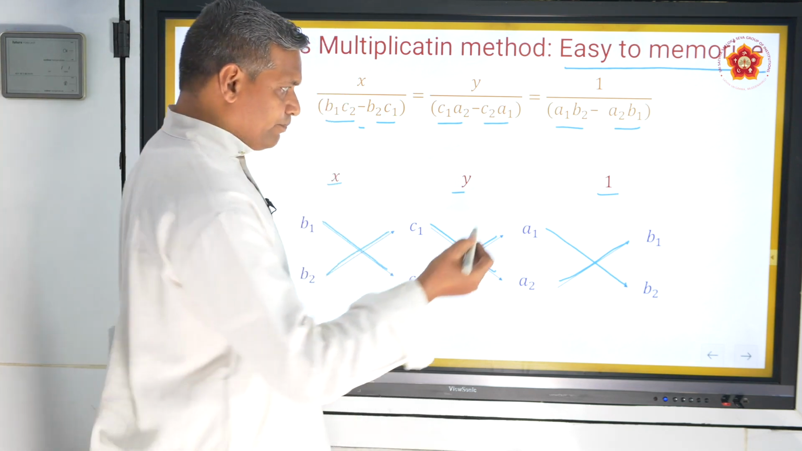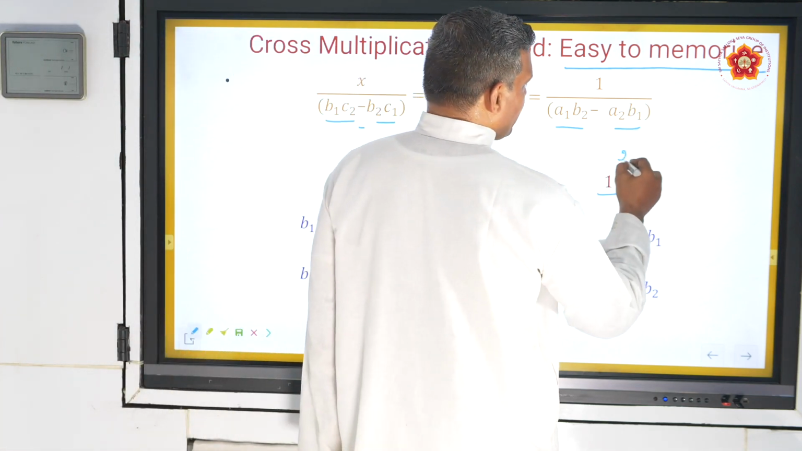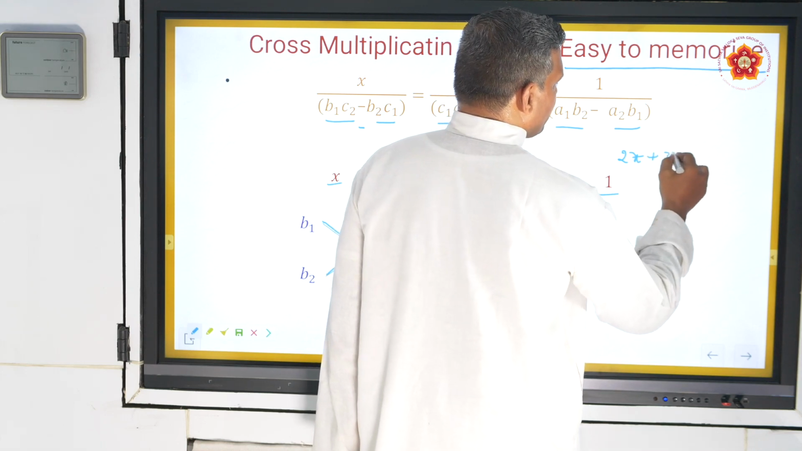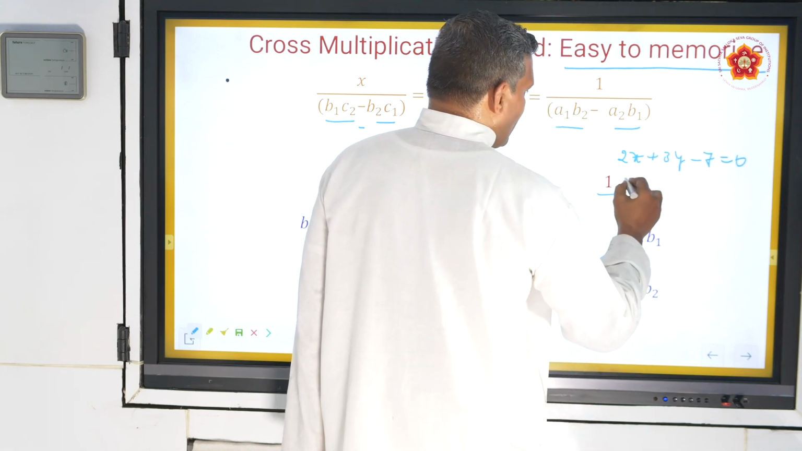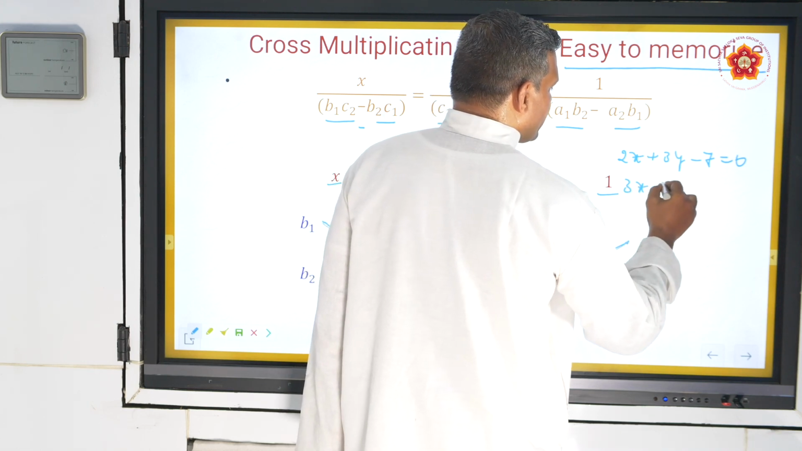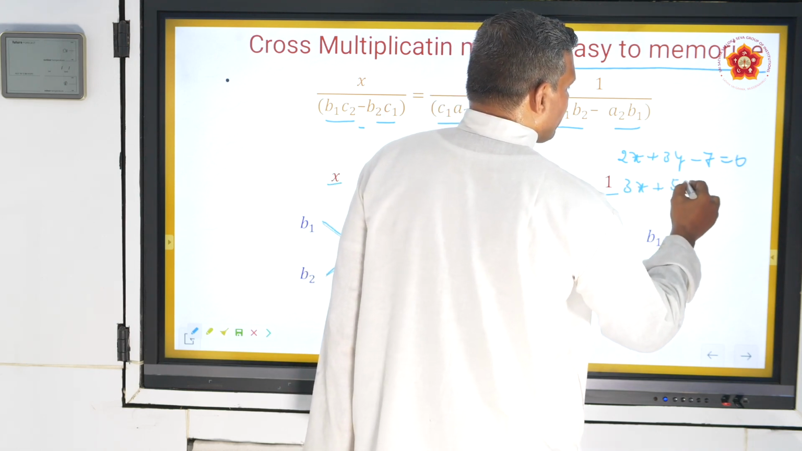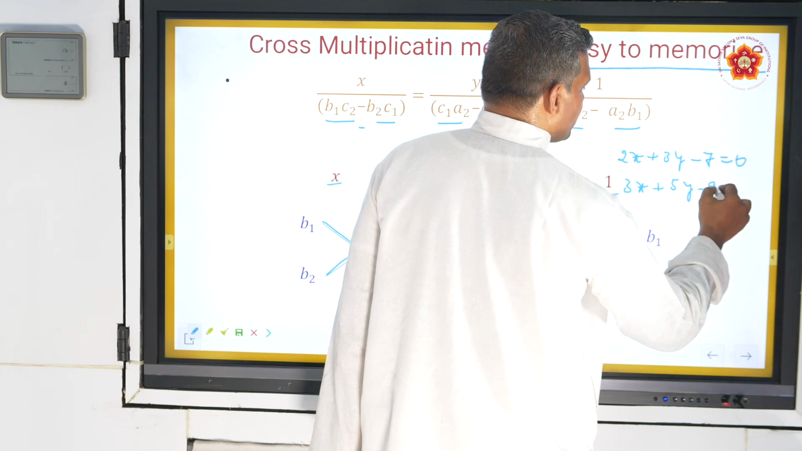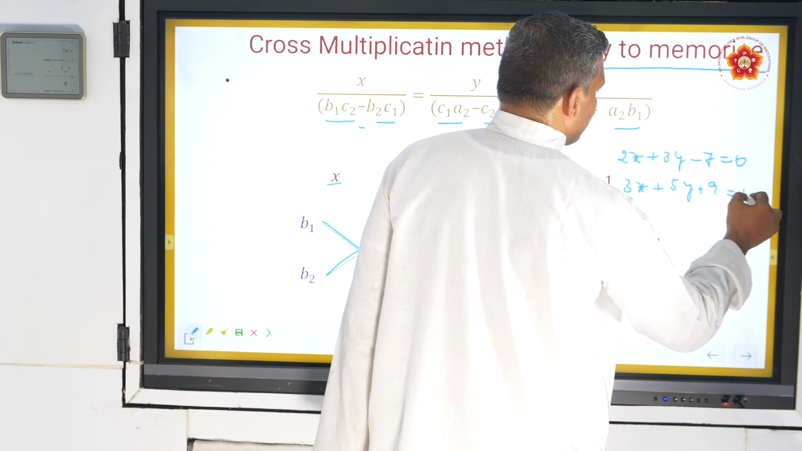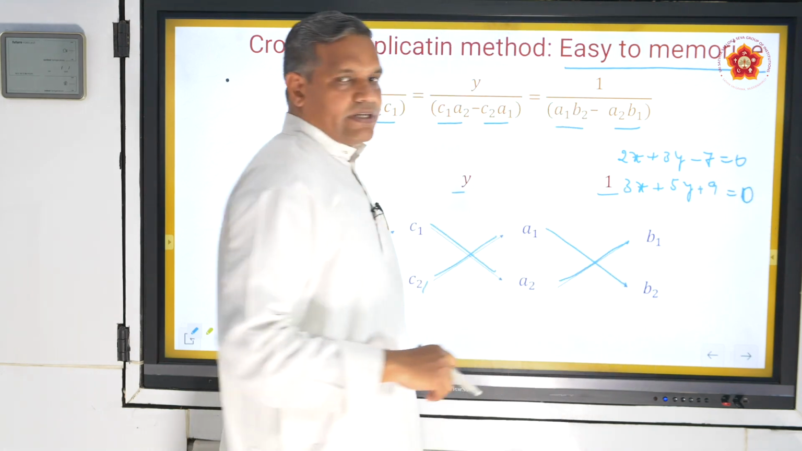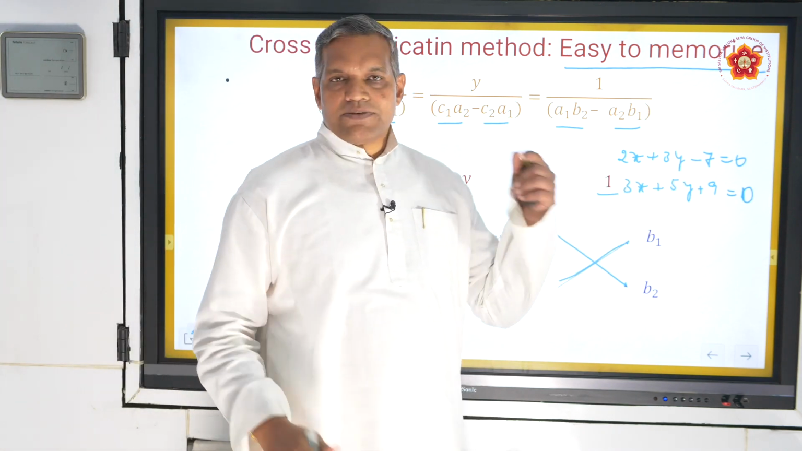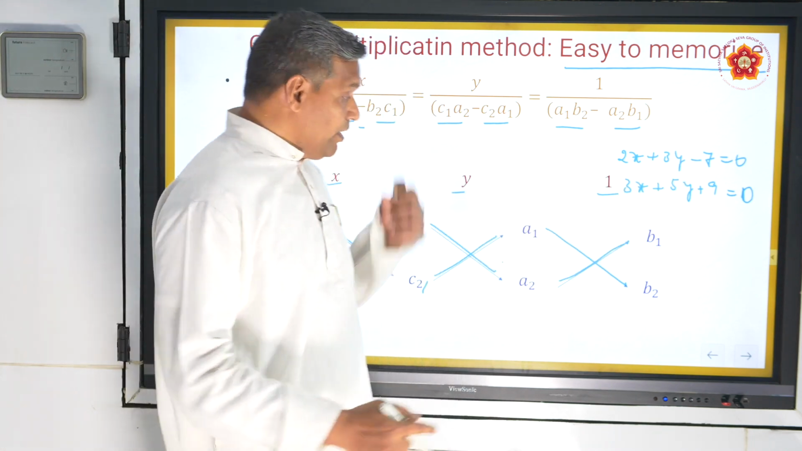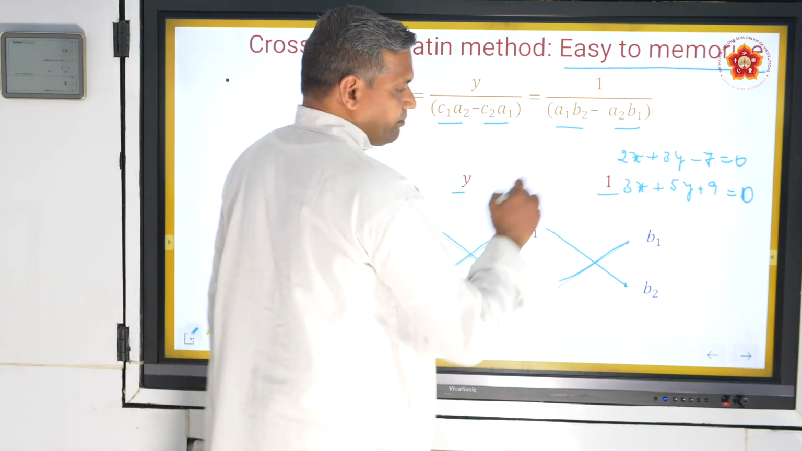Step back with me. You get equations like 2x plus 3y minus 7 equals 0, or, randomly writing, don't take it seriously, 3x plus 5y plus 9 equals 0. These are the two different equations you got. They are all in standard form, ax plus by plus c. That time you can write this x, y and 1.